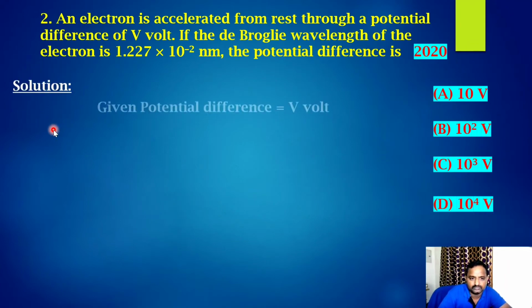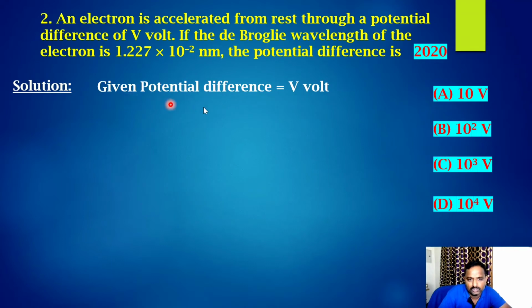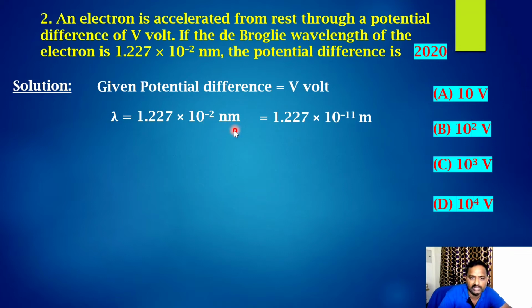Solution. Given potential difference is equal to V volt and de Broglie wavelength lambda is equal to 1.227 into 10 power minus 2 nanometer. So if you simplify in terms of nano, if you substitute 10 power minus 9 and simplify, you will get 1.227 into 10 power minus 11 meter.